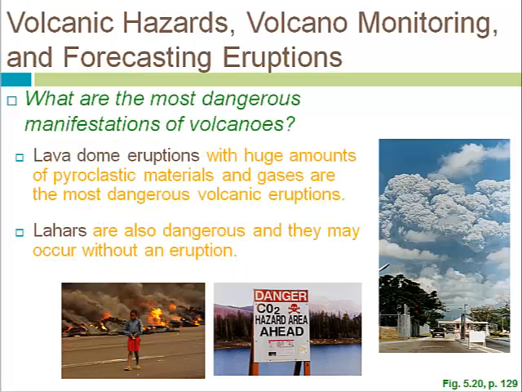So what are the most dangerous manifestations of volcanoes? Well, we kind of talked about it. It's lava dome eruptions with huge amounts of pyroclastic material if they are violent. In most cases, lava dome eruptions, because it's felsic lava, it tends to be really thick. It's so thick that it doesn't erupt violently. But we do have lava dome eruptions where you have huge amounts of pyroclastic material, and it's nuée ardente. I can't say that, it's in French again.